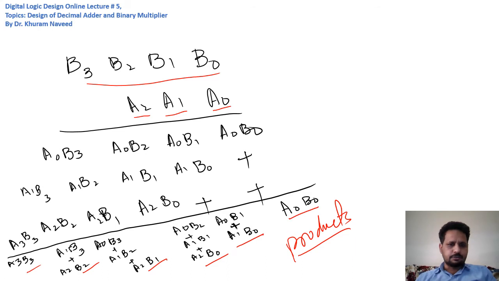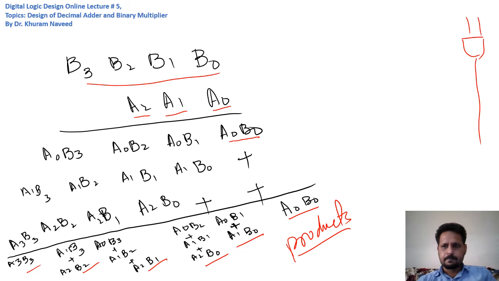the task here is how to make a circuit that could implement this whole process, right? So this A naught B naught is an AND gate that is directly going to the output. So let's draw this A naught and B naught, right? So this is directly going to the output, say P naught. P naught is the product, right? Maybe let's put C naught because this is the convention that your book has used.